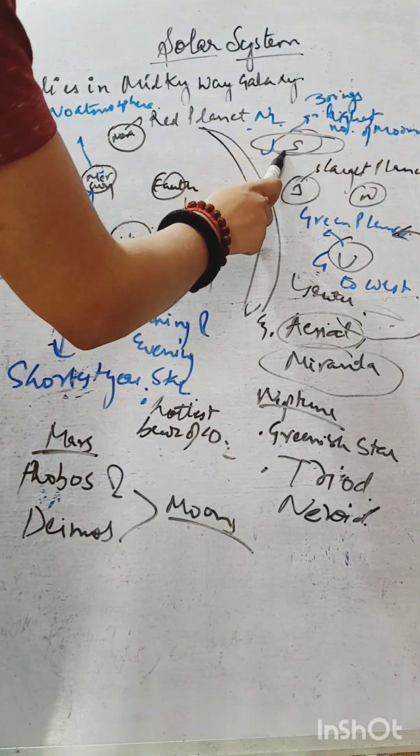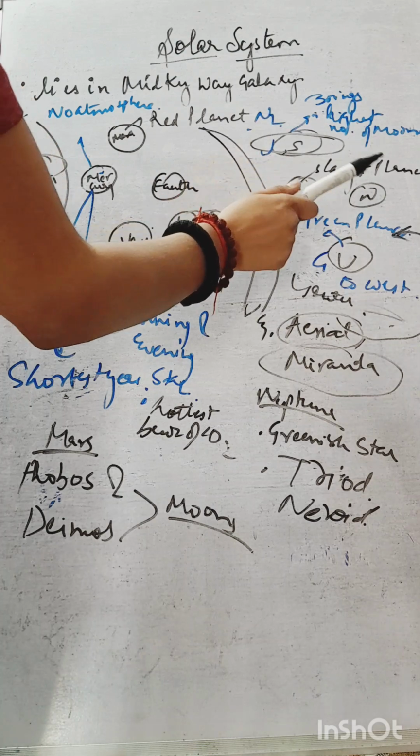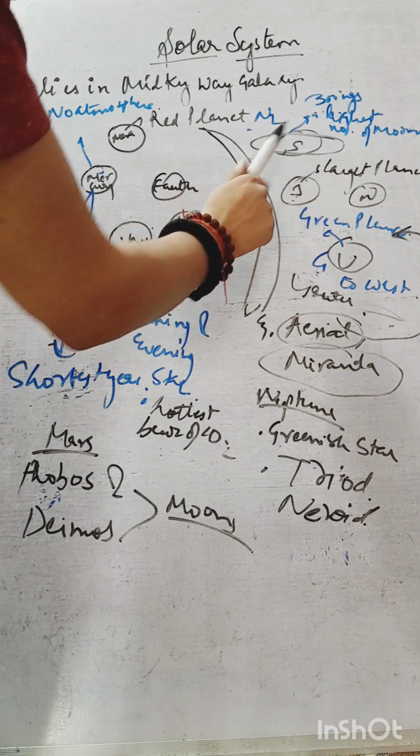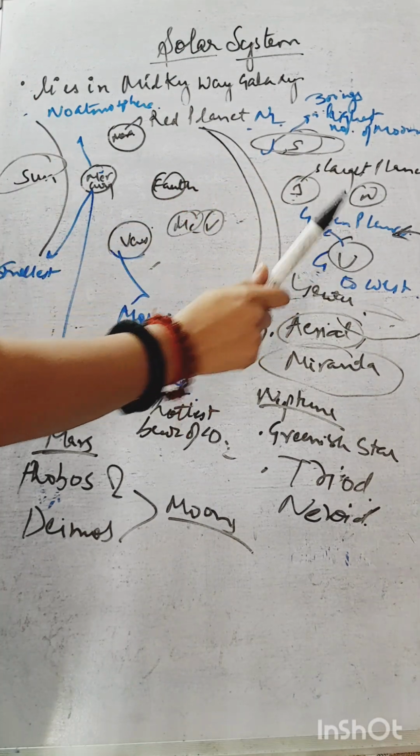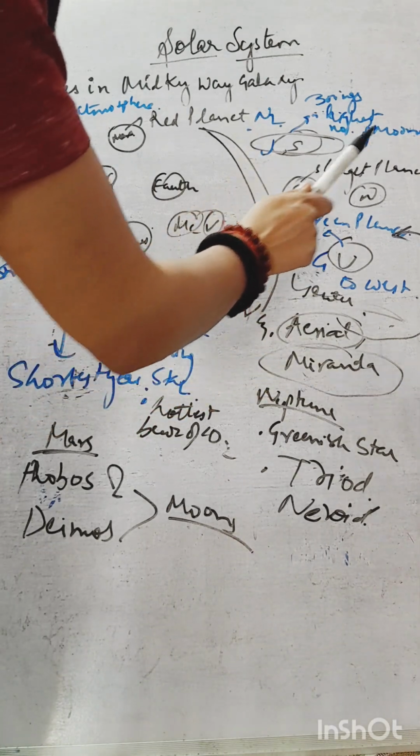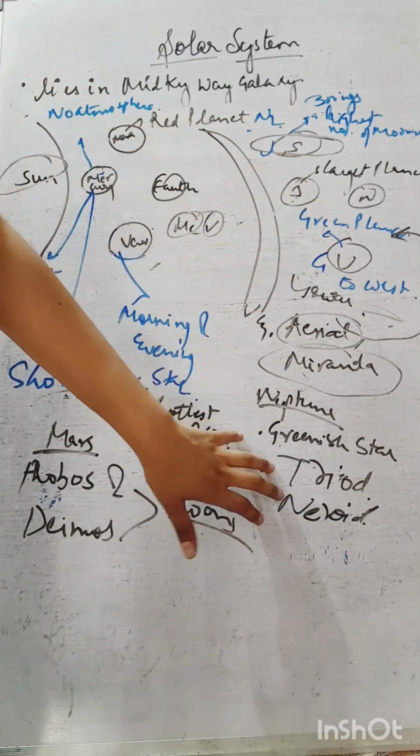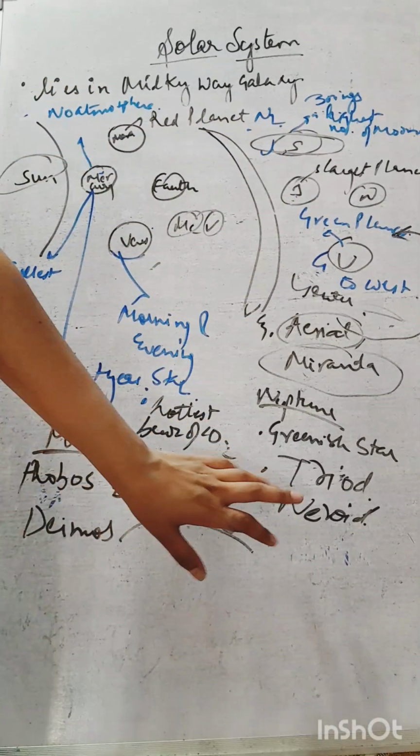So these are the outer planets that you can learn from the trick SUNJ. S stands for Saturn, it has rings and the highest number of moons. U is Uranus, the green planet, and Ariel and Miranda are its two satellites. N is Neptune, and J is Jupiter, the largest planet. Neptune is the greenish planet, and its satellites are Triton and Nereid.